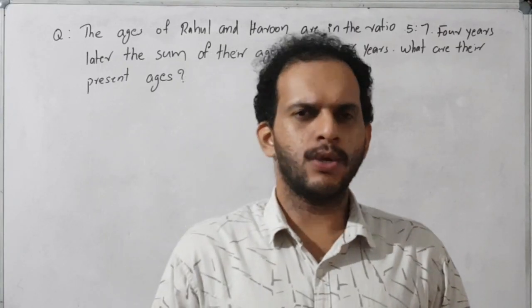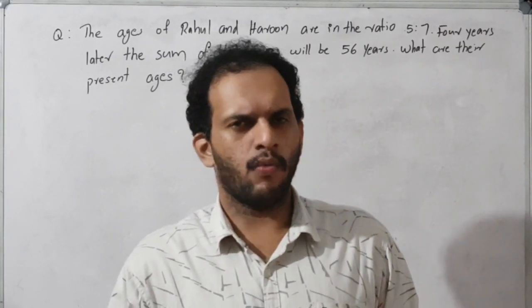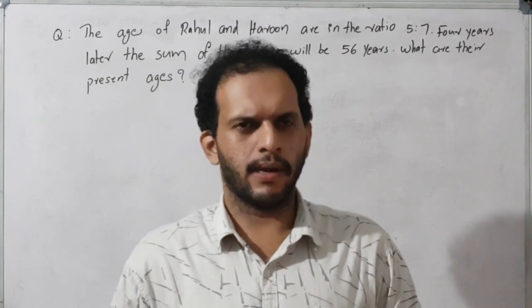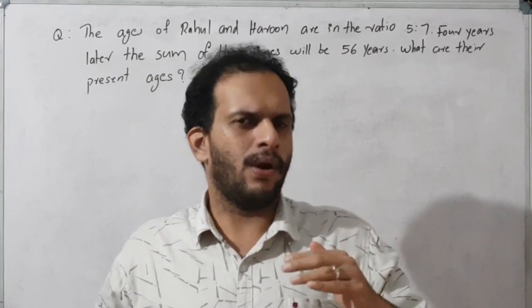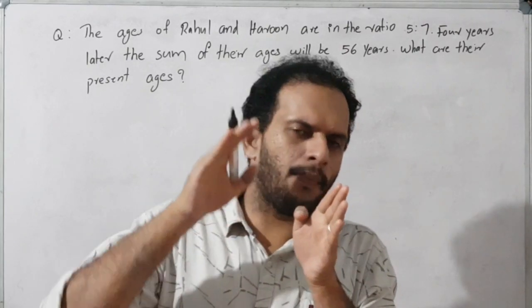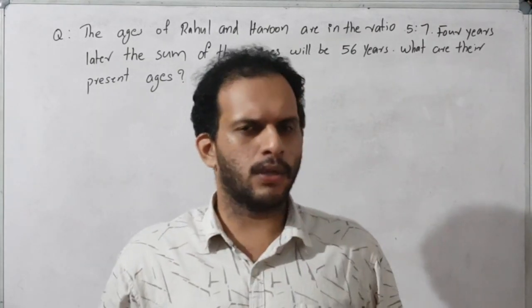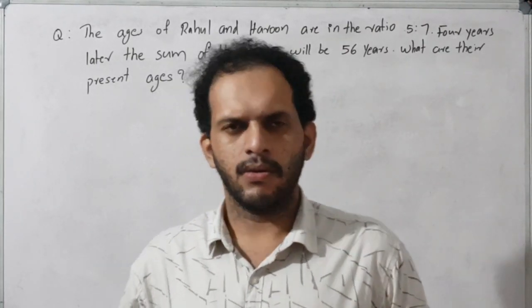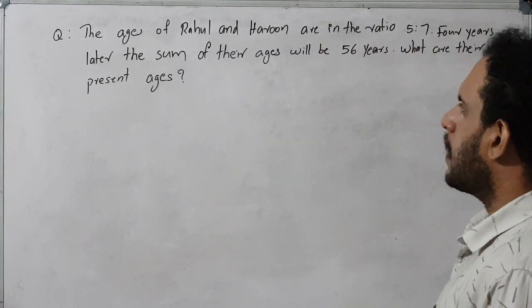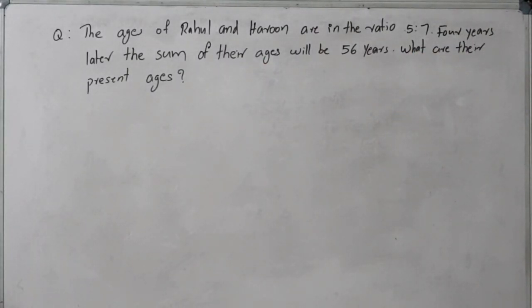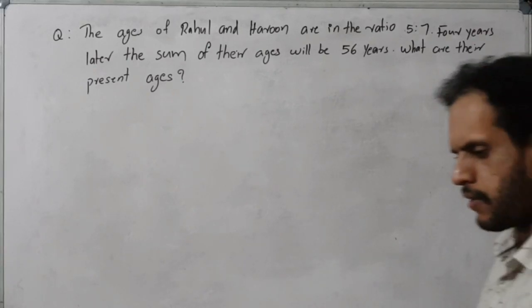Next question is based on ages. We have already done one question based on ages, correct? That time I told you what you want to think about and what you want to remember about questions based on ages. Okay, the question is like this. The ages of Rahul and Harun are in the ratio 5:7. 4 years later, the sum of their ages will be 56 years. What are their present ages?